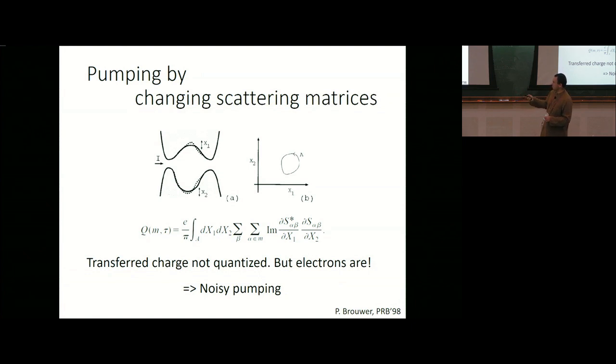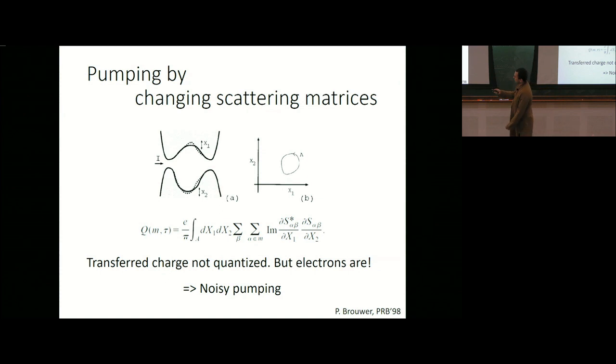The properties of electrons being transmitted or reflected are encoded in the scattering matrix. And I can change the scattering matrix by playing with the shape of the quantum dot. So I move one wall or the other, I change the scattering matrix, and I can make a cycle. I move one wall, then the other, then the first one back, then the second one back. It turns out that in this process, if you change everything slowly, you pump some charge from left to right. And on average, in one cycle, you will pump this charge, which is expressed like this.